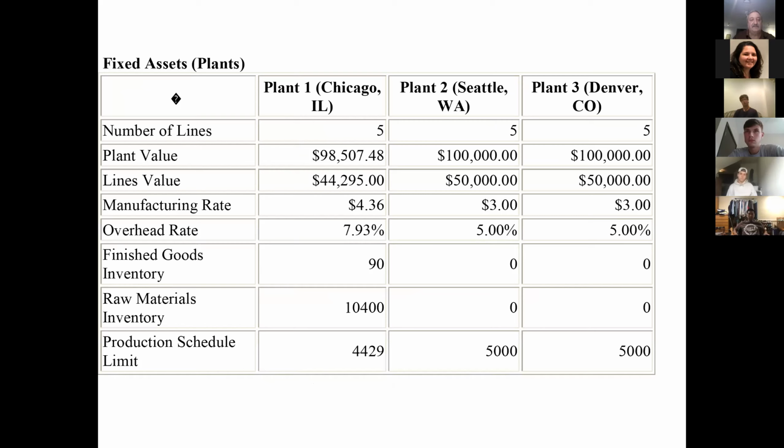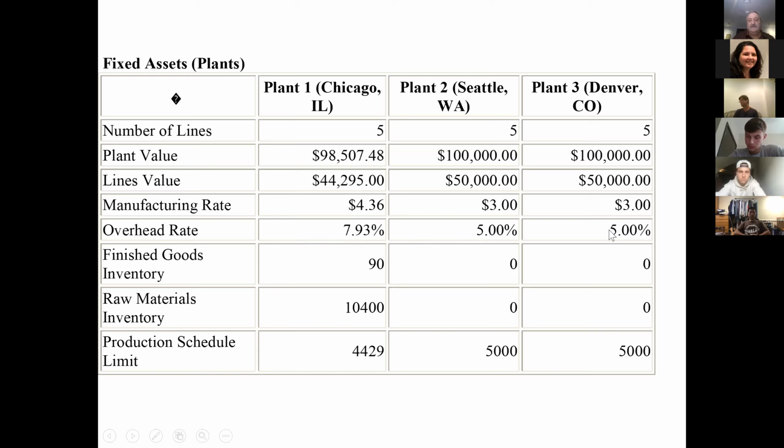Okay, in this case, this is after we've built a couple plants. So we might have started with a plant in Chicago and built plants in Seattle and Denver. It shows how much they're worth. It shows how many manufacturing lines there are. It shows the manufacturing rate in each plant, right? So remember that it starts at $3 per unit, but if you don't invest in certain things like cost control, the manufacturing rate goes up. If you invest in cost control, you can actually make the manufacturing rate go down below $3.